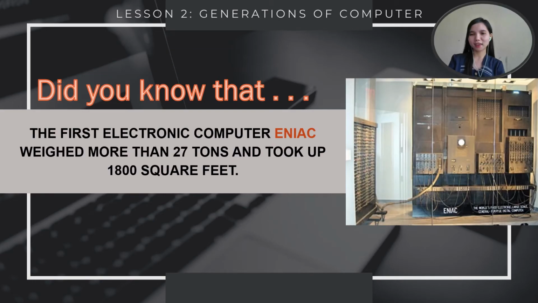So remember, guys, the first generation is based on the vacuum tube. Again, what is the base of the first generation? The vacuum tube. Okay, another trivia: did you know that the first electronic computer, ENIAC, weighed more than 27 tons and took up 1/8 square feet? It was so big that it took up a whole room, like a classroom. The computers of this time were very heavy.